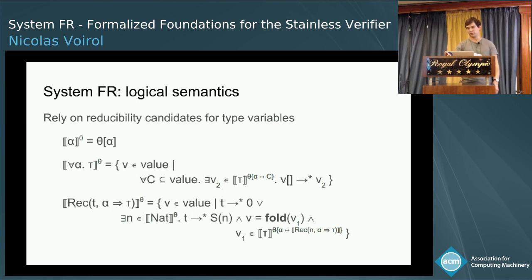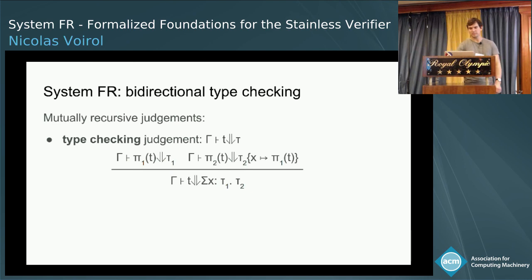That's how you make sure that your typing relation is terminating in a well-formed way. So based on this, we define four mutually recursive judgments. This is just standard bidirectional type checking.